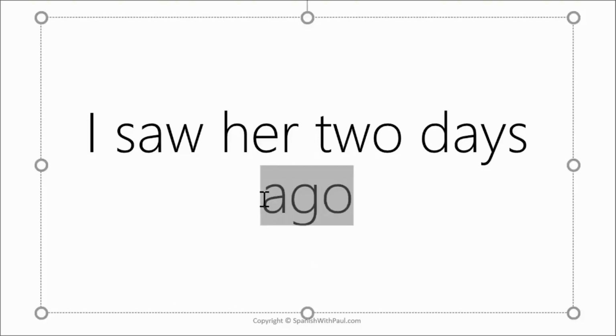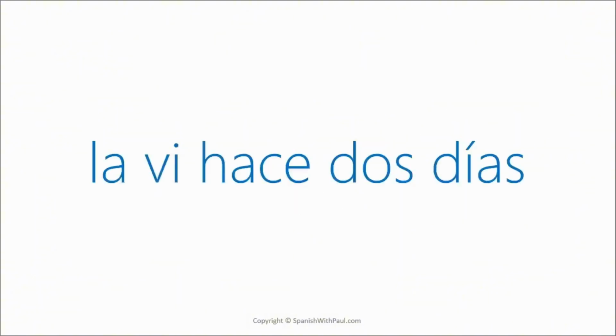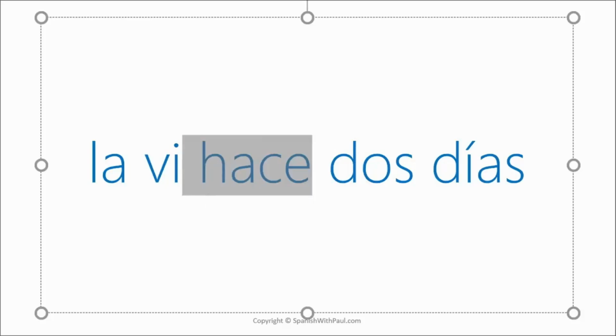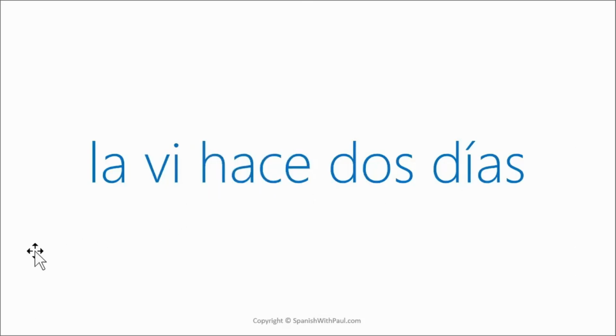Next up, I'd like to talk about the word ago. So for example, I saw her 2 days ago. Now this word ago will be hace. It has nothing to do with the hace formula, but we will be using hace in replace of this word ago. So I saw her 2 days ago would be la vi hace 2 días. So here the word ago in English is being replaced with hace in Spanish. So la vi hace 2 días, 2 days ago. Let's try it with this example. It happened 1 week ago.